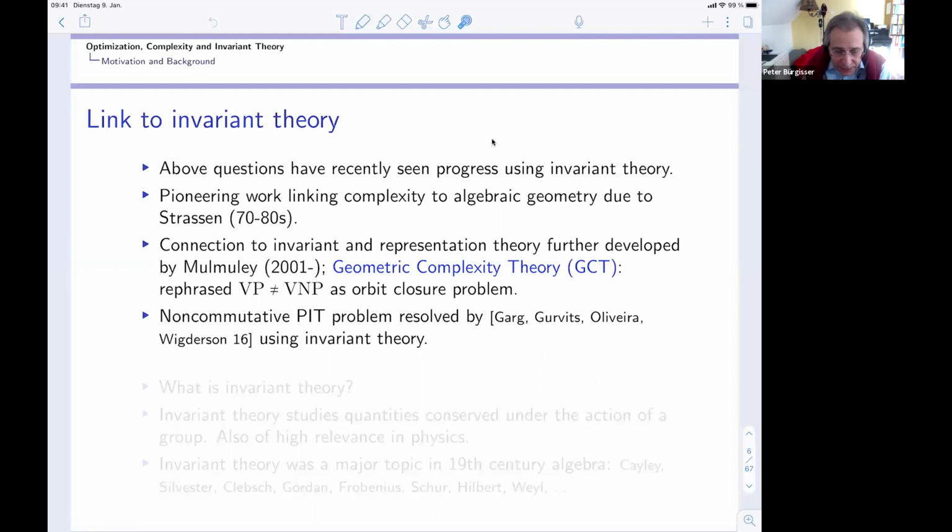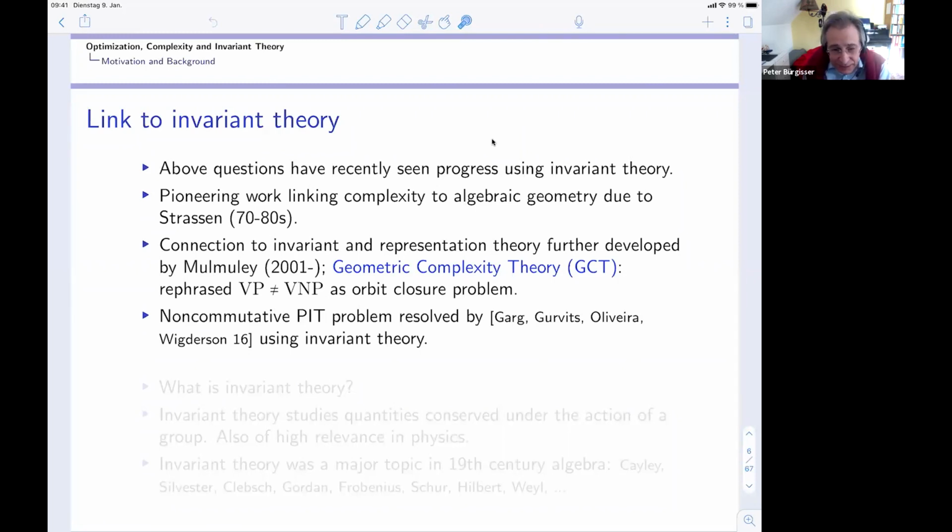Then it was further developed by the work of Ketan Mulmuley. He made this connection clearer in a series of papers, and he coined the name geometric complexity theory for it. He has many conjectures, and many have been disproved, but it's a very nice source of ideas. Among other things, he rephrased the famous VP versus VNP question as an orbit closure problem. So then you have the connection.